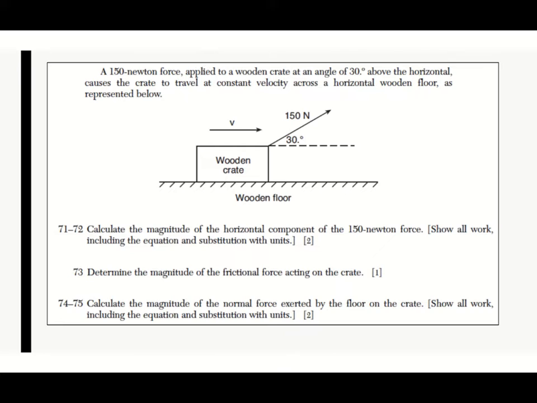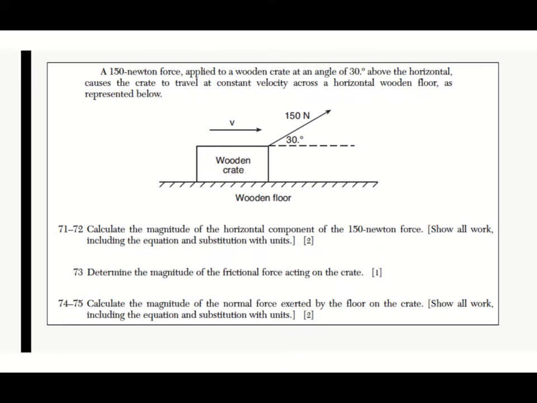Okay, now we have a wooden crate on a wooden floor being pulled at 150 newton force at an angle of 30 degrees, and it's moving at a constant velocity. So there are a lot of important keywords here to definitely help make our problem easier, and we just got to remember those keywords and how they are applied.